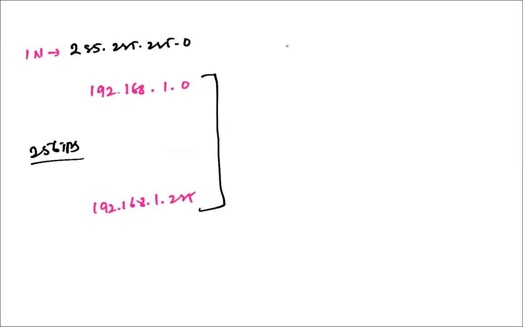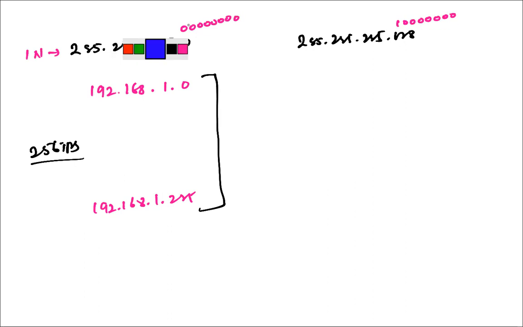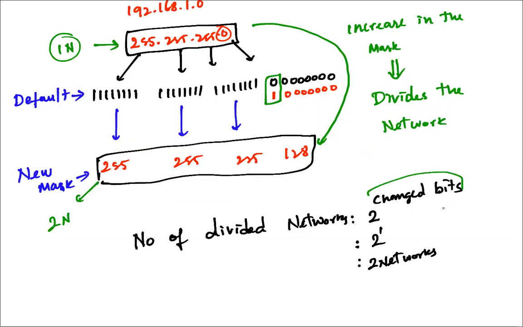Now the subnetted one. The new mask is 255.255.255.128. Here it is 0, which means we have 8 zeros. Here it is 128, so 1 followed by 7 zeros. Now how many bits got changed? Only one bit. From the formula, 2 power changed bits, it's 2 power 1, which is 2 networks again.